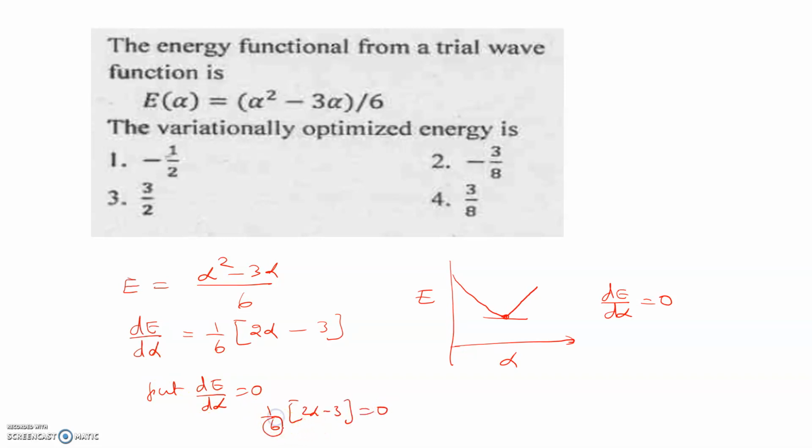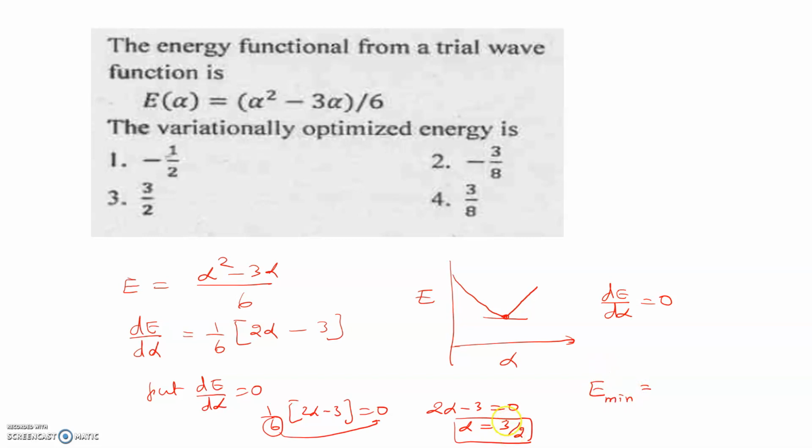Okay, so 6 is in the denominator. If you bring it here, it becomes 0. So 2 alpha minus 3 equal to 0, or I can write alpha equal to 3 by 2. So when alpha is 3 by 2, the system reaches the minimum possible energy. So what is that minimum energy, or the optimized energy?